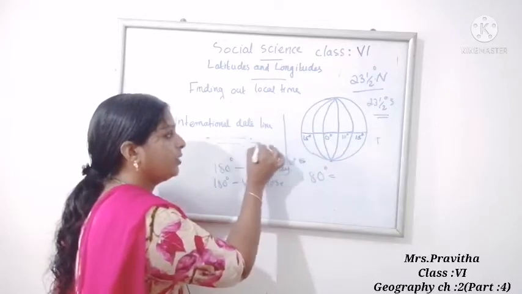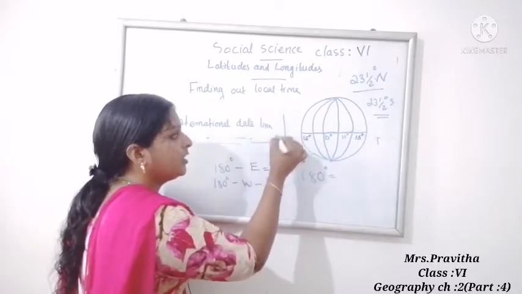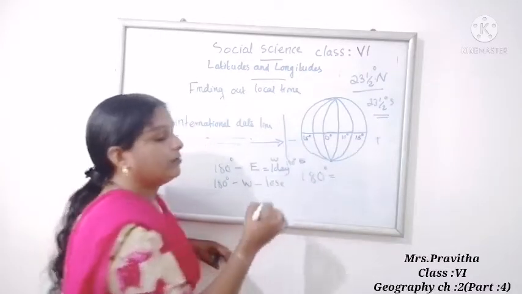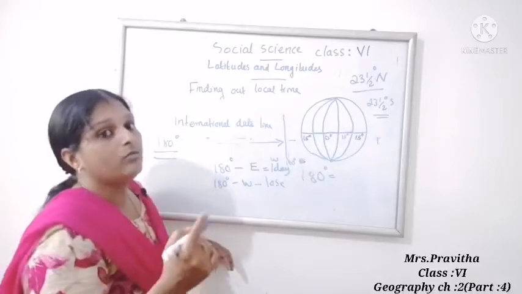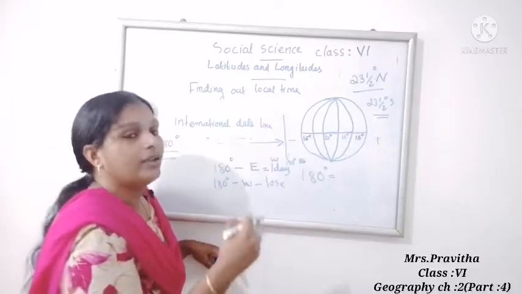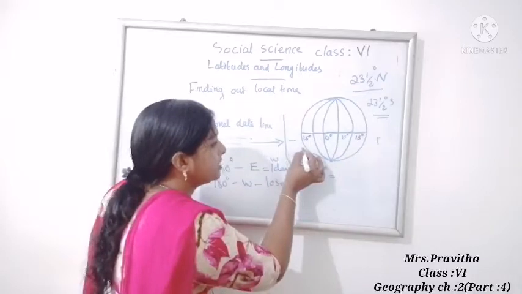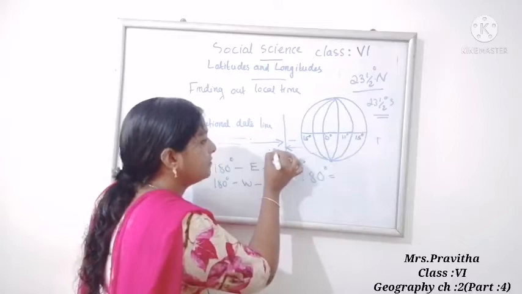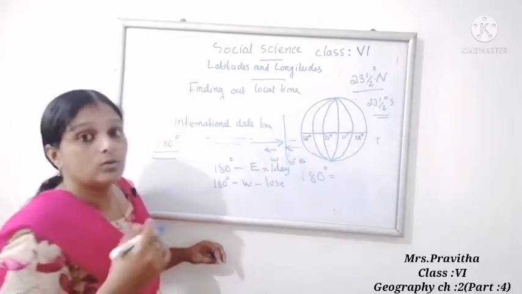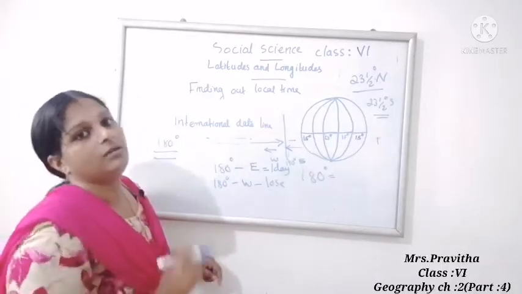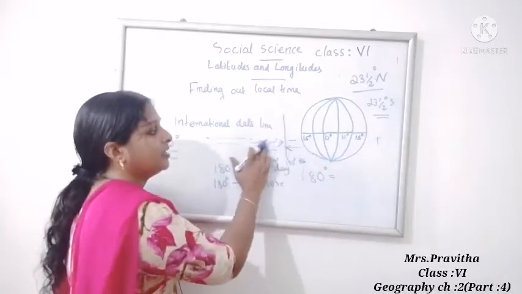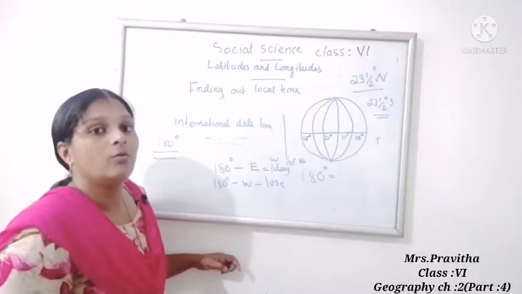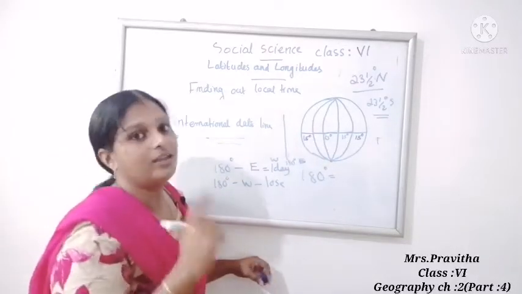If a person is moving from here, west, and crossed 180 degree longitude or international dateline and reached here, what will happen? He will gain 1 day. It will be the next day. Okay, if a person is traveling from here and he crossed this international dateline and reached west, what will happen? He will lose 1 day. So there is 1 day time difference at 180 degree longitude. If a person is crossing 180 degree longitude, 1 day difference will come.